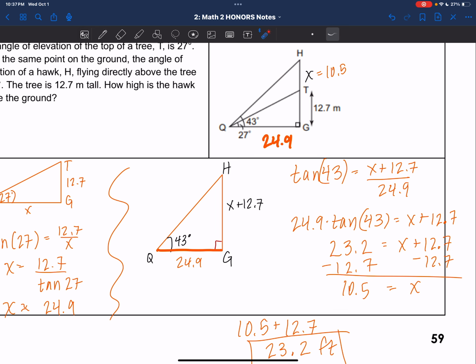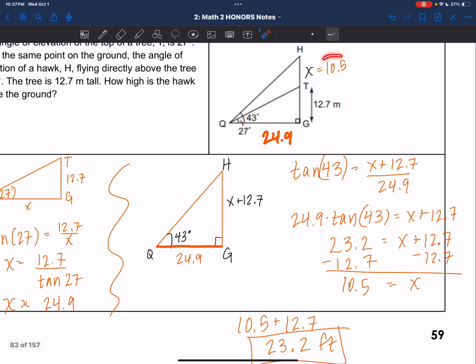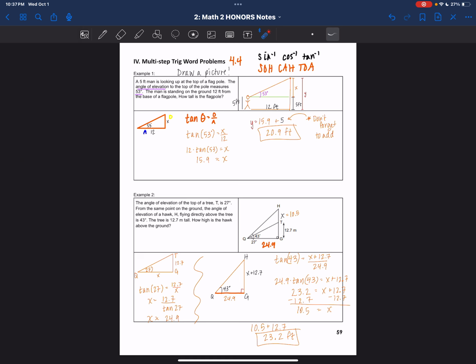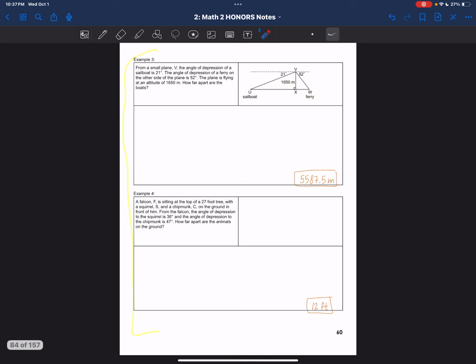So now that I know that this part is 10.5, I can just put them together. So I can go this plus this equals 23.2 feet. So it's just finding one part, and that's a puzzle to the next part. What you're going to do is you're going to find this problem. They already gave you a picture here. You're going to solve that.